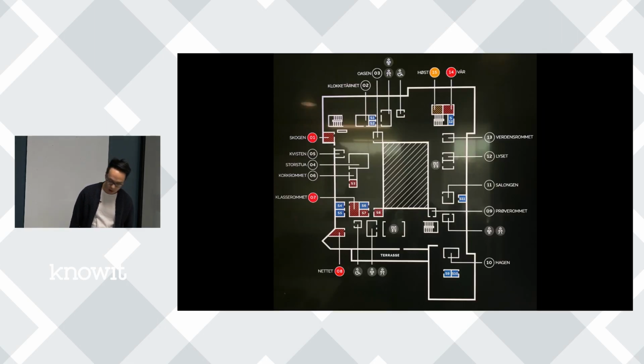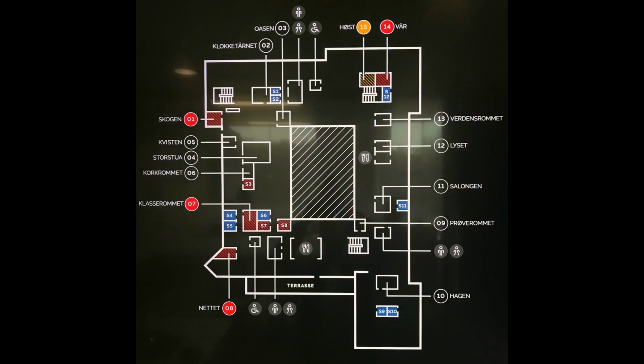So here are some of the features that we have. The first one is the indoor positioning mapping, where you can see the different rooms available on the floor. Like I mentioned earlier, if you had an appointment at Skogen and you didn't know where it is, you can just go by this map, check out where Skogen is, and see where you want to go.